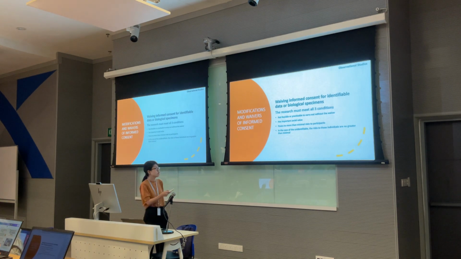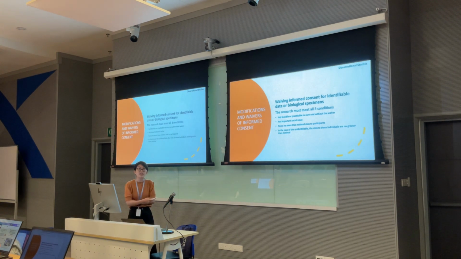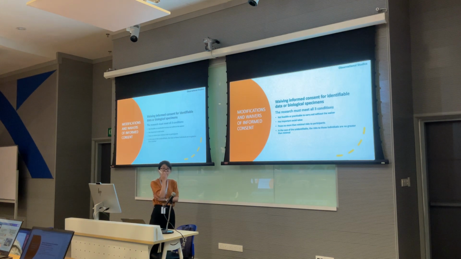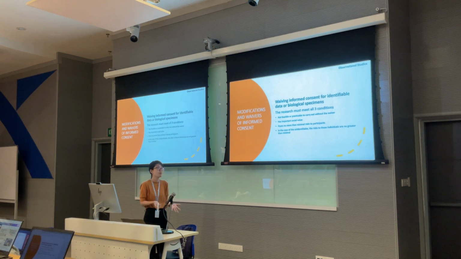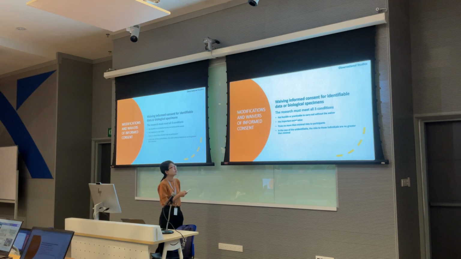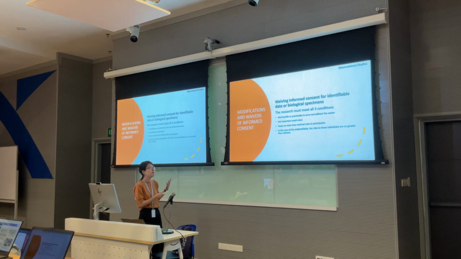Because it's identifiable data and biological samples, the best way is to obtain the consent. But if you want to waive, you have to justify and apply for approval to show that it is not possible. If you do not waive the consent, you cannot start the experiment. And your research has important social value, and in the case of identifiable data, the risk to those individuals is not greater than minimal.